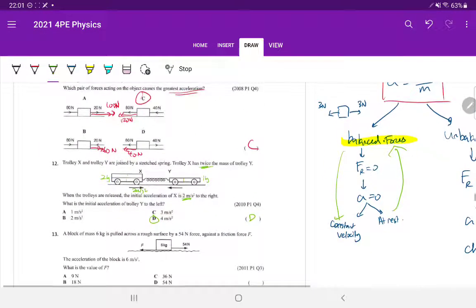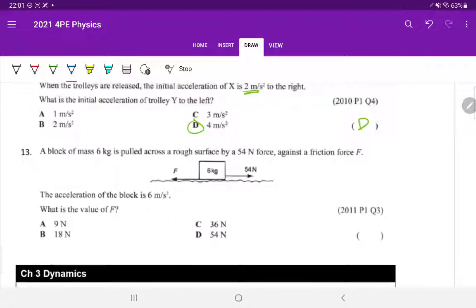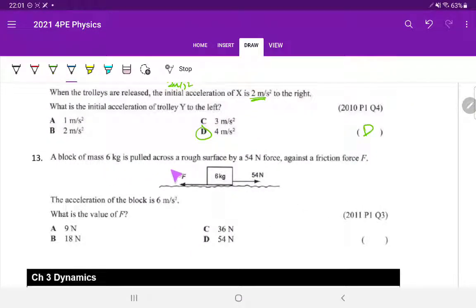All right, and of course, finally, actually using the formula Fr equals ma, which usually is written like this. Some of your teachers teach you to write Rf, that's fine as well. So Fr equals ma. We're going to use this in question 13. Question 13: a block of mass 6 kg is pulled across a rough surface by a 54 Newton force against a friction force. They give you the acceleration, what is the value of F?